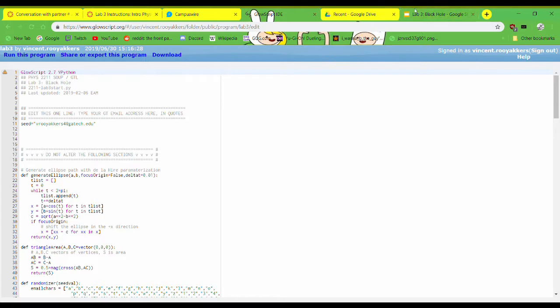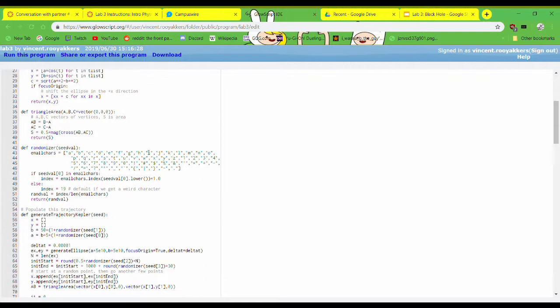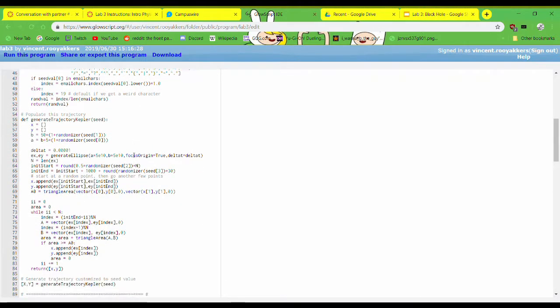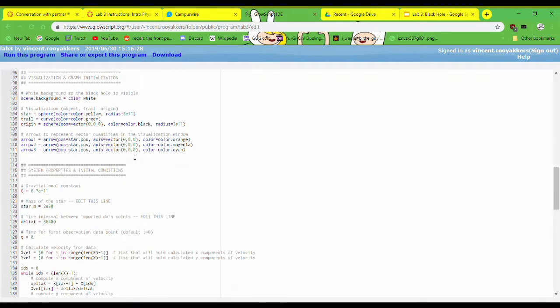Okay, so here's my code. Let's scroll down to the things that I've changed. The first thing I changed was the mass of the star here. This was given to us in the initial conditions.